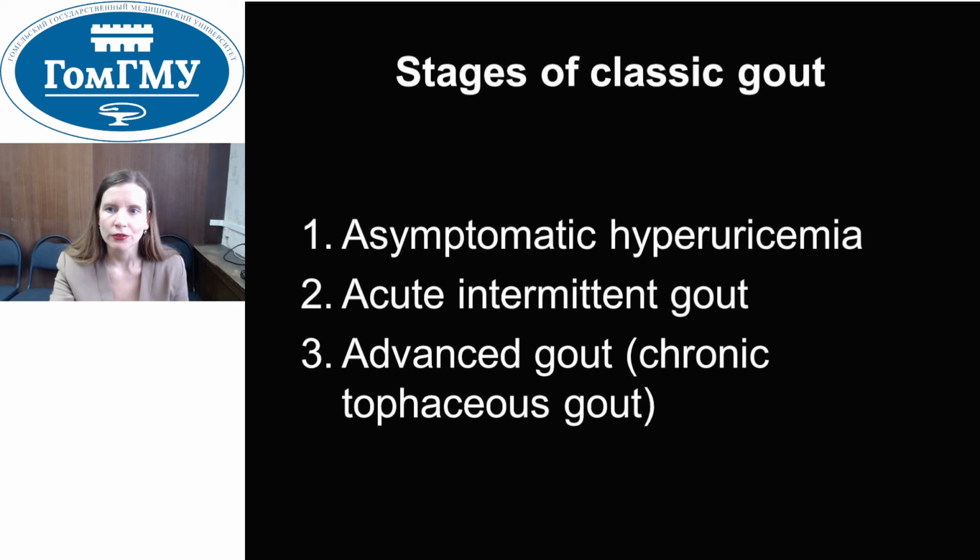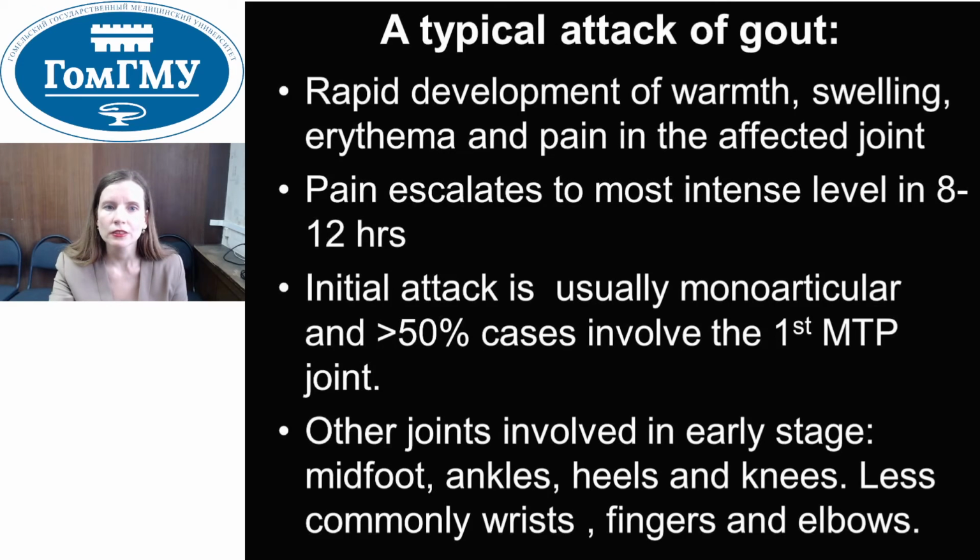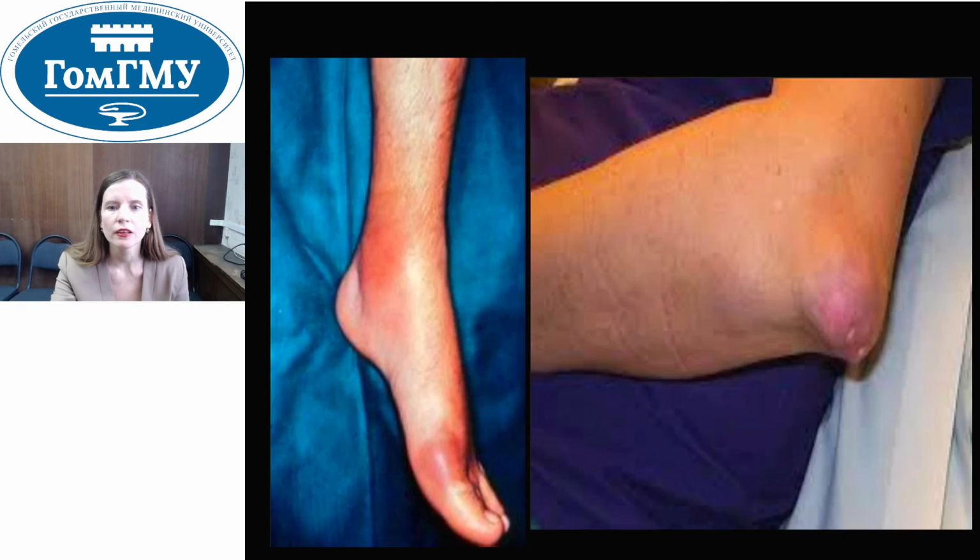Key stages of classical gout: asymptomatic hyperuricemia first, then acute intermittent gout, and advanced gout, chronic tophaceous gout. The course starts with the big toe more often, but may be atypical, and an atypical onset is also possible. Sometimes the first will be the knee joint or ankles or even elbows, fingers.